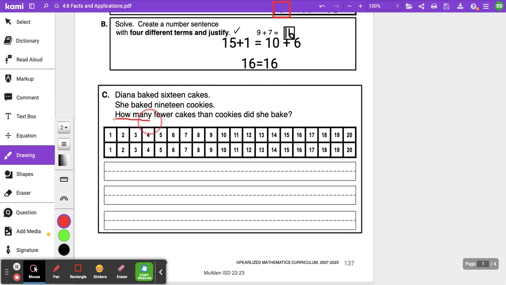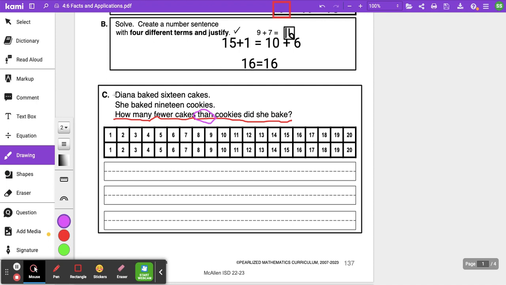Start here with our question word, how many fewer cakes than cookies did she bake? Who sees the important word? Yes, than. Than is very important here because than is telling me fewer than, greater than, more than, all those, less than. When it says than, I am going to compare. And when I compare, I look to see what is different.